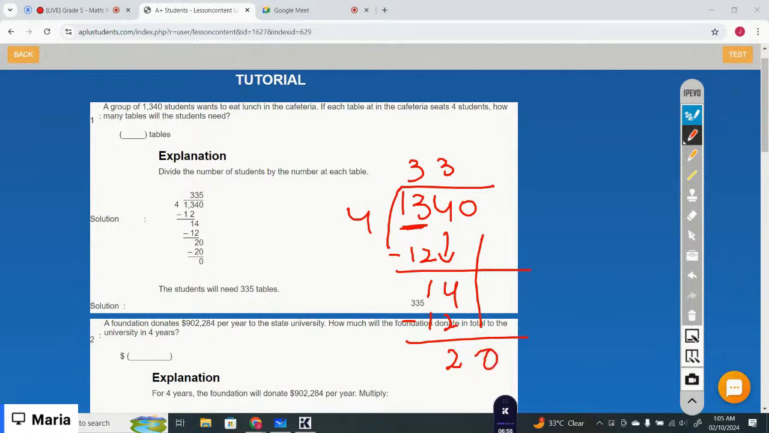You have to count 4 until 20. So 4 times 5 is 20. That means 1,340 students need 335 tables in the cafeteria. Got it?